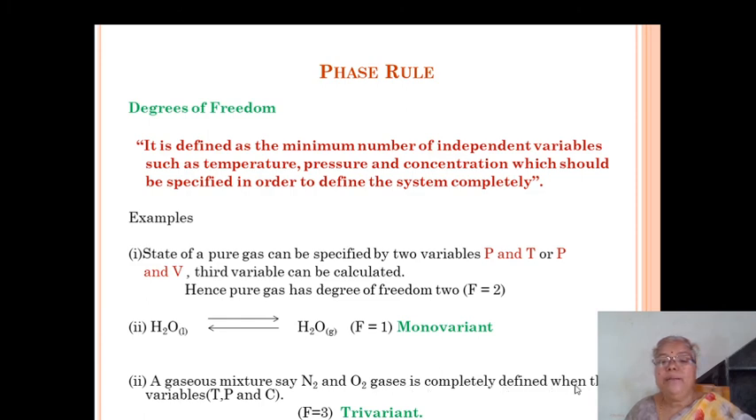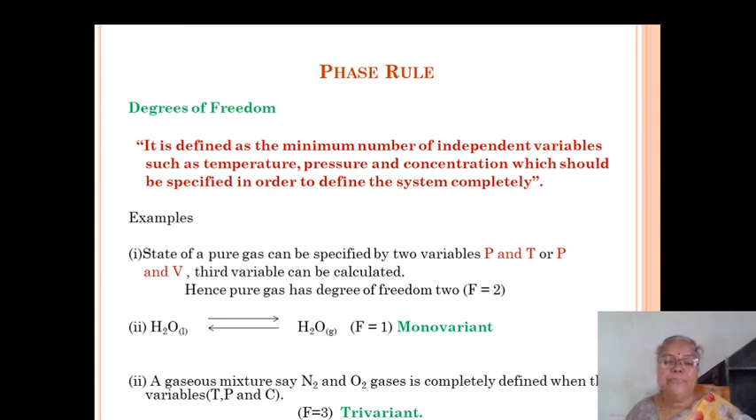Then another example, if we have a gaseous mixture, say that mixture contains N2 gas, O2 gas, it is completely defined when we fix three variables. A mixture of gases. Suppose our system contains a mixture of gases. To specify such a system, we require three degrees of freedom. That means we have to fix their temperature, their pressure as well as their compositions. So for a gaseous mixture, this system has a degree of freedom F equal to 3.